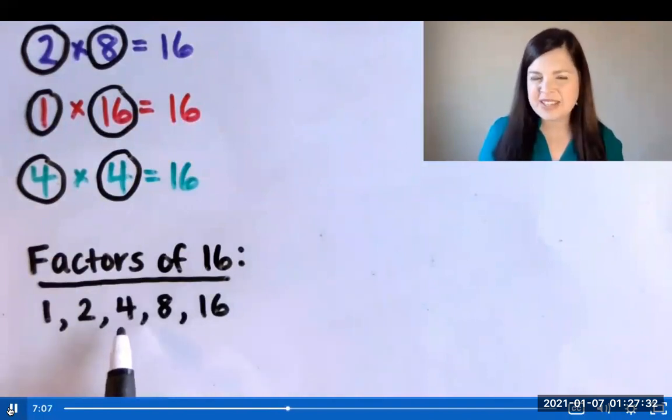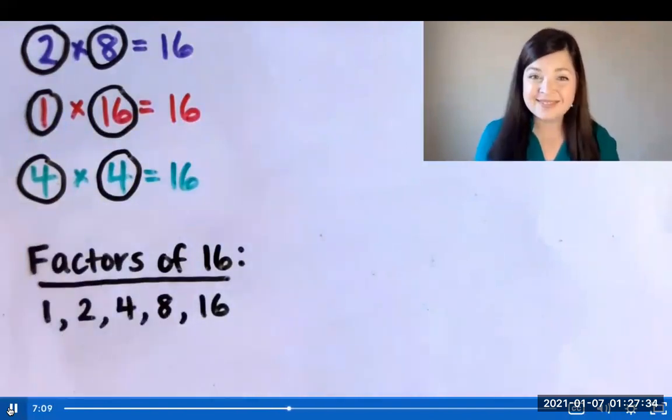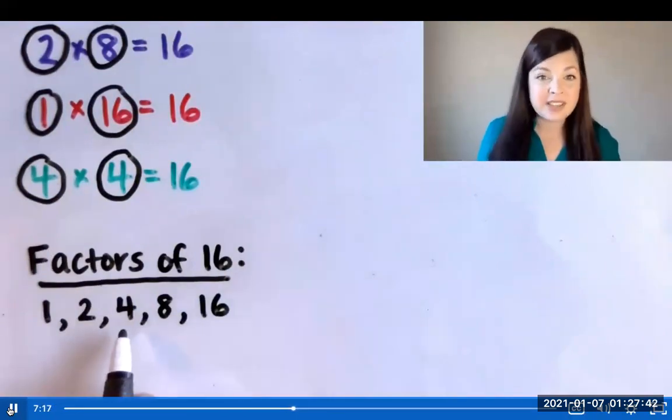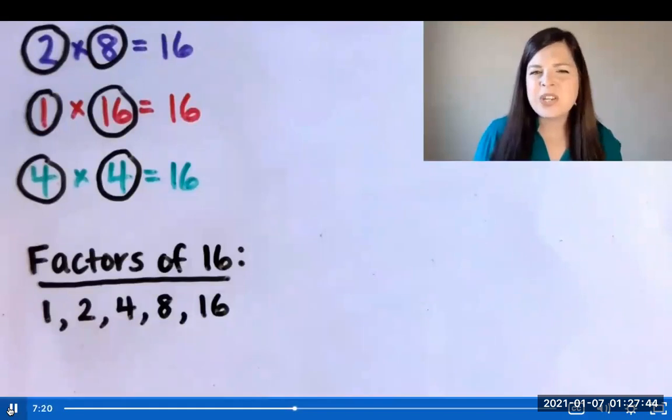Now, should we have written 4 twice? Because it is 4 times 4. No, we didn't have to write 4 twice. When a number is multiplied by itself to get a product, we still only record that number once when we're listing the factors. Now, are we sure we got all the factors of 16? Pause the video to explain your reasoning.